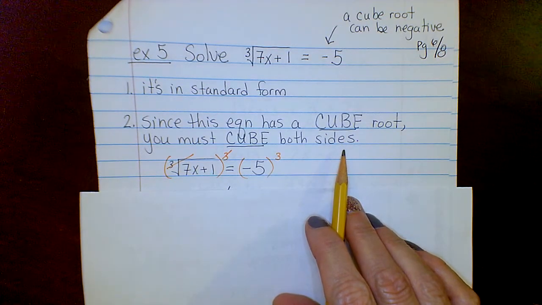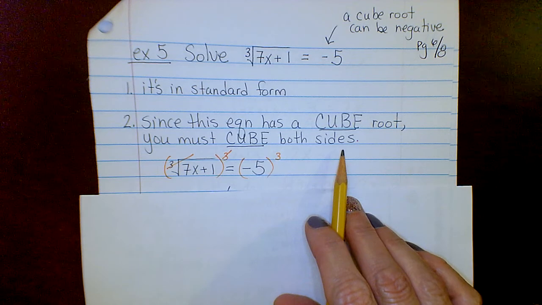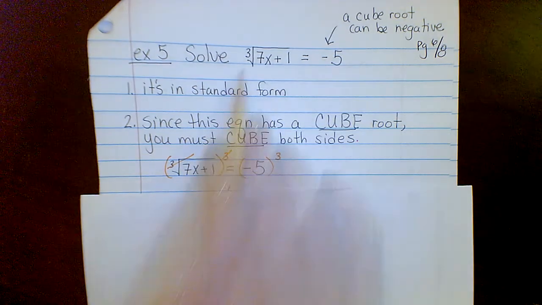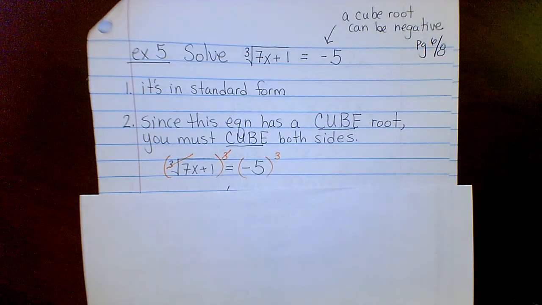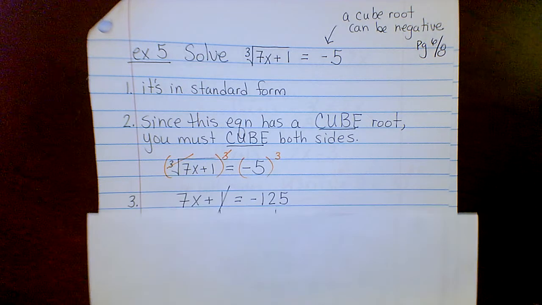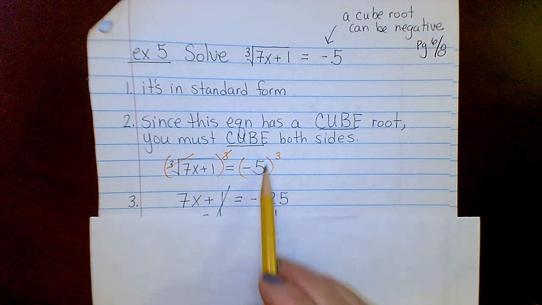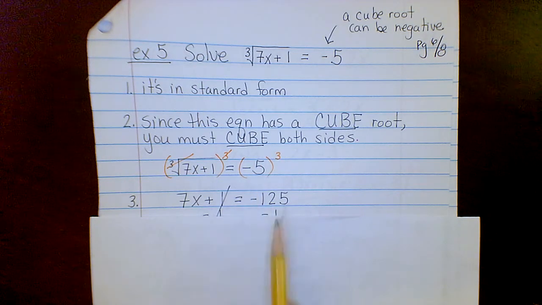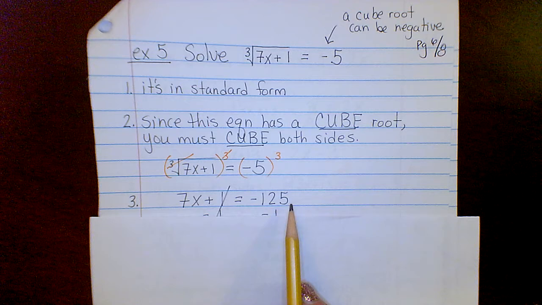Well, that's because I had a square root, right? That's how you undo a square root, with a squared. Now I have to undo a cube root, so I have to cube both sides. So I cube both sides, that gets rid of the cube root. So I end up with 7x plus 1, negative 5 cubed becomes negative 125.